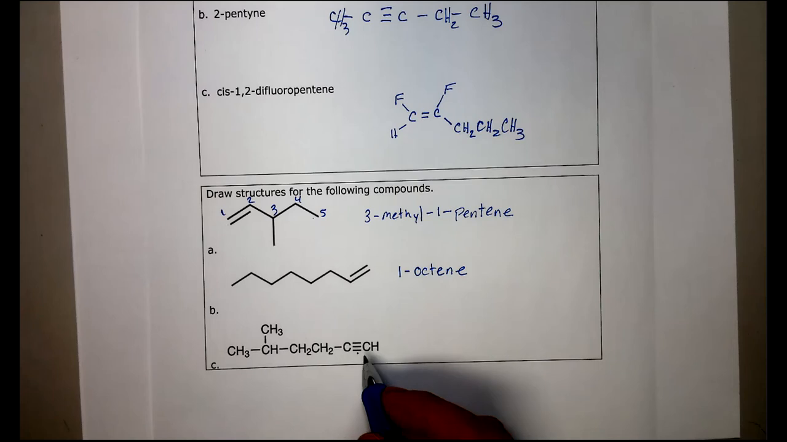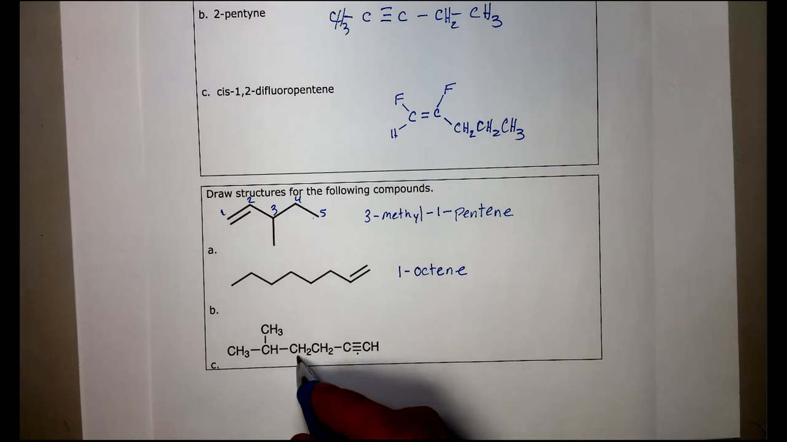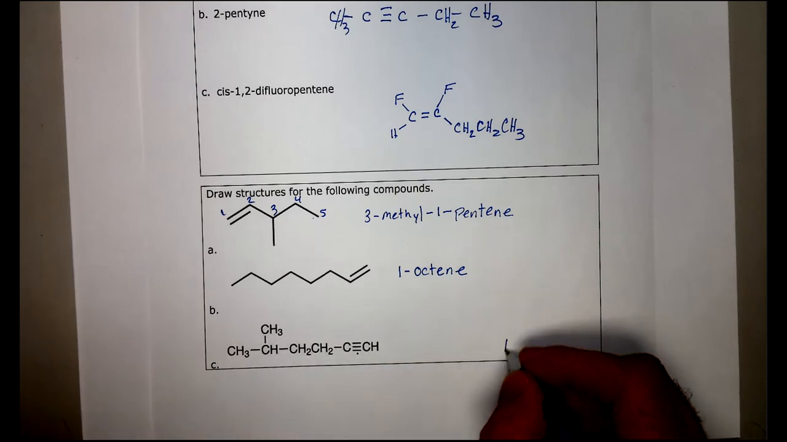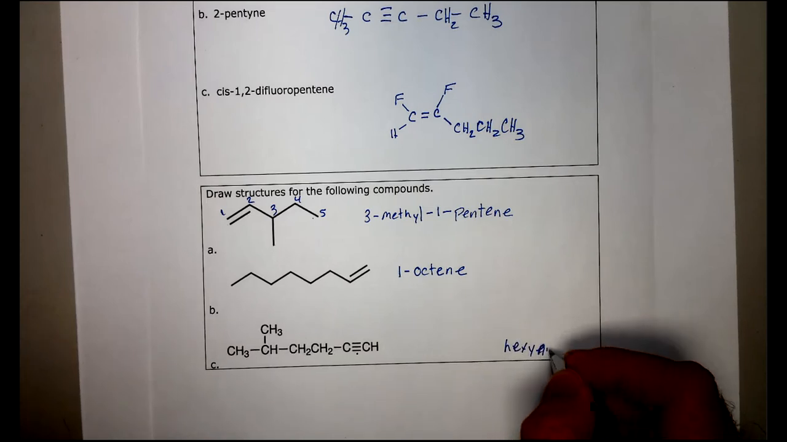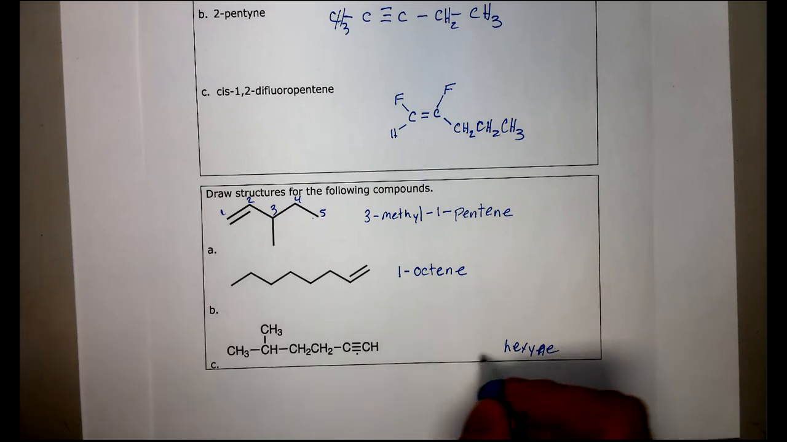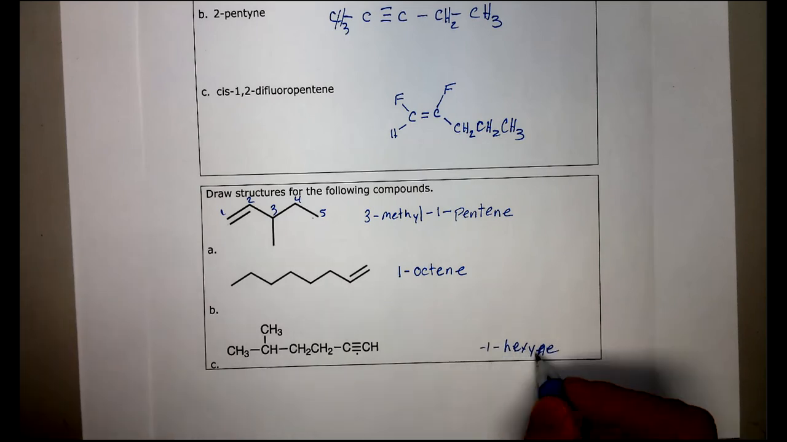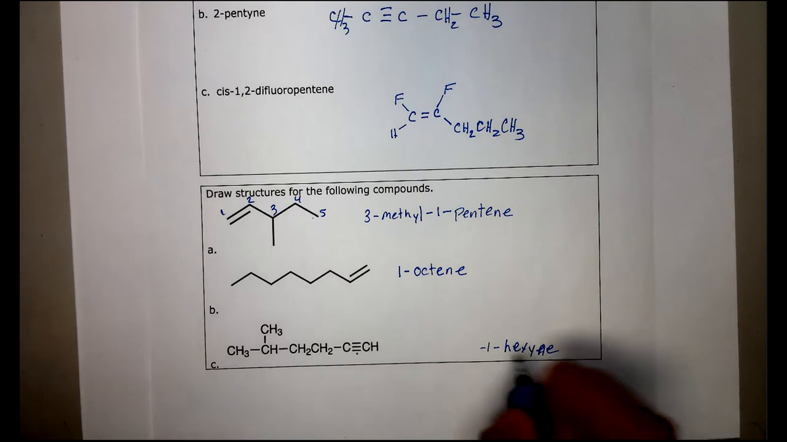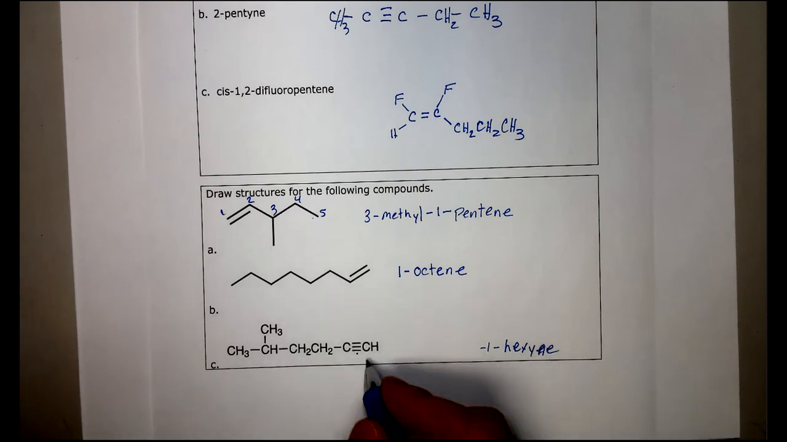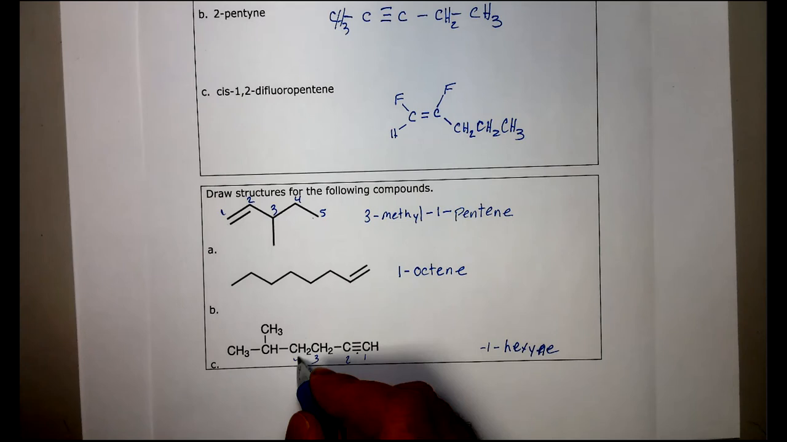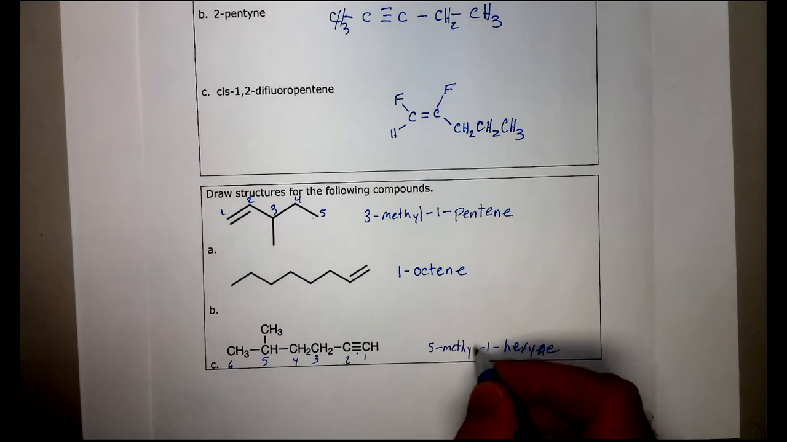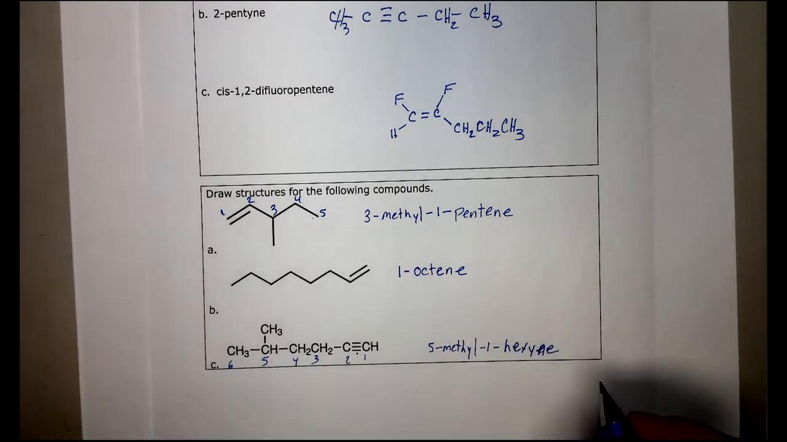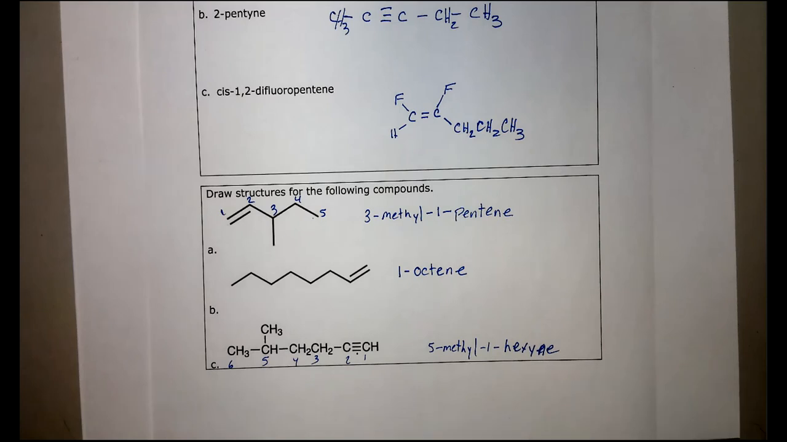Prioritizing the numbering of the triple bond, 1, 2, 3, 4, 5, 6. So it's going to be a hex-ine. It's going to be a 1-hexyne. Sometimes people put the number back here, particularly on more complicated structures. But so it's going to be 1, 2, 3, 4, 5, 6. So it'll be 5-methyl-1-hexyne. And that would be alkenes and alkynes.